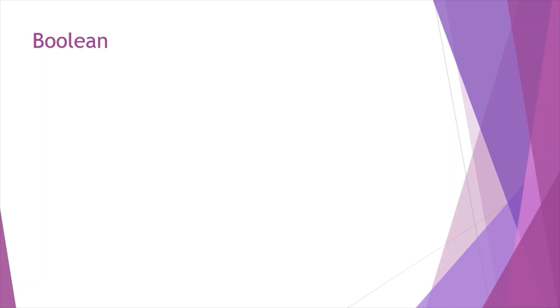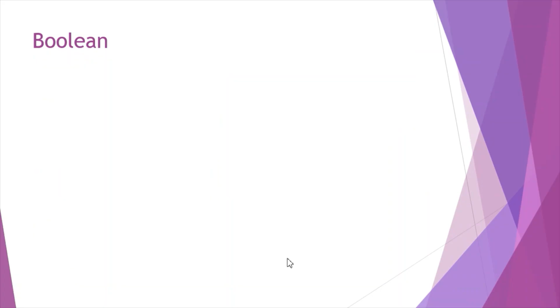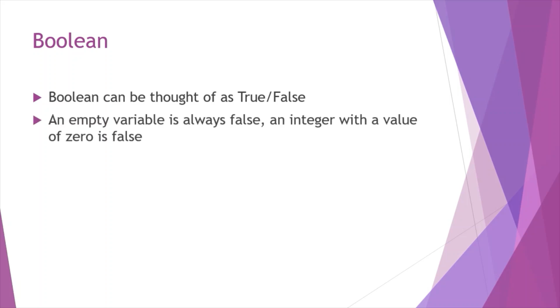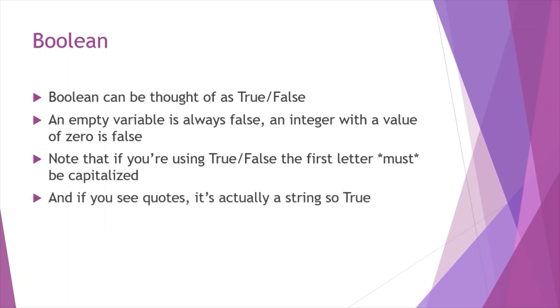So, Boolean. Sorry about that. Boolean can be thought of as true and false. An empty variable is always false. An integer with a value of 0 is also false. So anything that's empty is false by default. Note that if you're using true and false, the first letter must be capitalized. Otherwise, Python will just not be happy. And if you see quotes, it's actually a string.